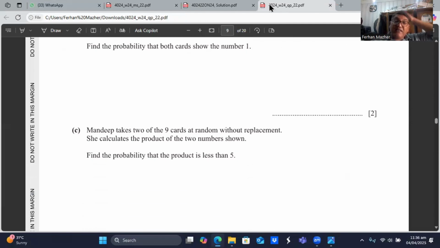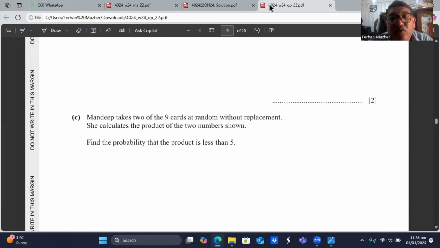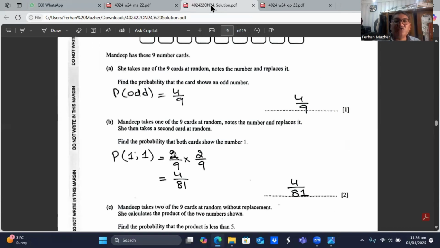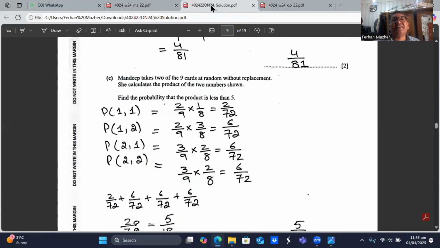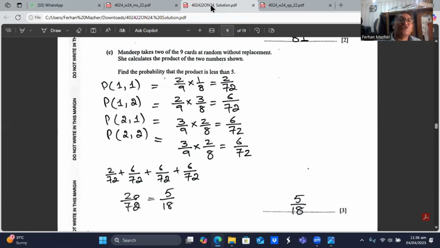The C part is Mandeep takes 2 of the 9 cards at random without replacement. She calculates the product of the 2 numbers shown. Find the probability that the product is less than 5. So the 2 numbers she selected, their product is less than 5. So which 2 numbers have a product less than 5?